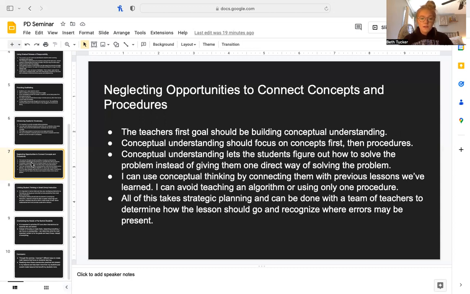I can use conceptual thinking by connecting them with previous lessons we've learned. I can avoid teaching an algorithm or using only one procedure. All of this takes really strategic planning, and it can be done with a team of teachers to determine how the lesson should go and recognize when errors may be present.